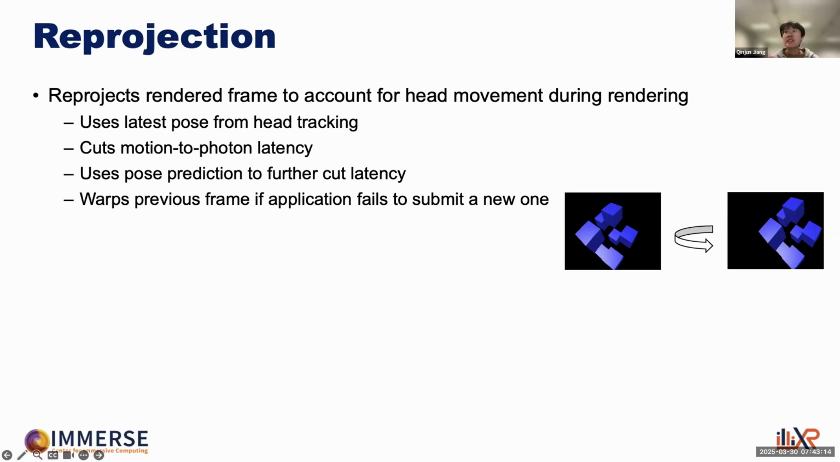Another option that we have is we do reprojection, and we take whatever frame is most recent from some time ago, and then we take the current pose of the user, or an even better, predicted pose of the user, and we reproject that old frame to account for the motions of the user.